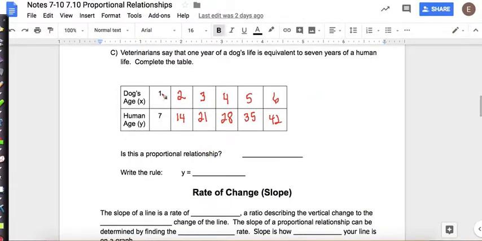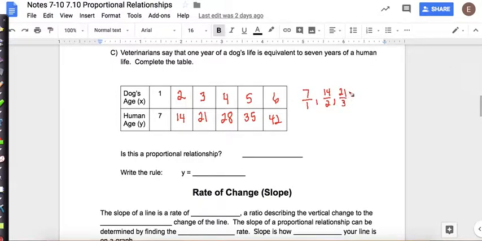Okay, let's look at the ratios. So remember, we go Y over X, so we're going to put 7 over 1. And then the next one is 14 over 2. And I could divide top and bottom by 2, and I would get 7 over 1. So so far so good.